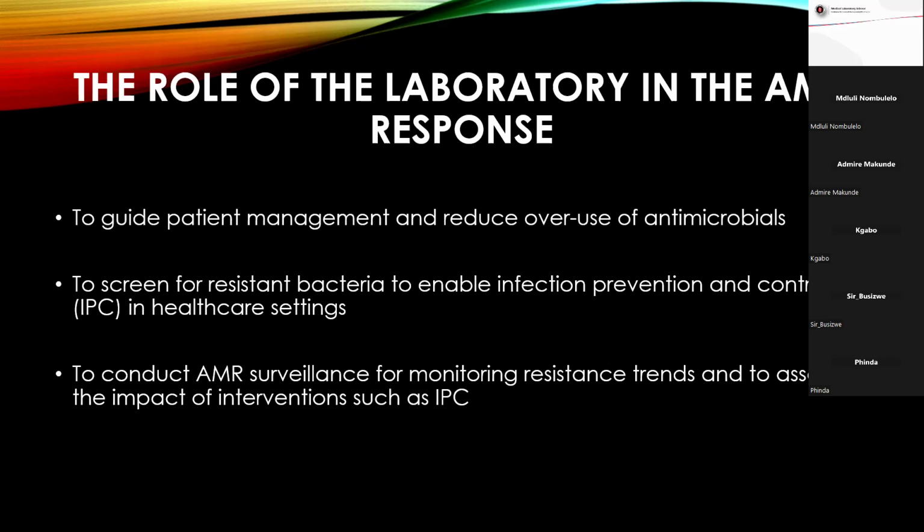And now and then the laboratory is supposed to test environmental swabs for the hospital, so that the hospital can improve its cleaning methods. You mustn't find certain organisms within the hospital environment. So the lab plays a role in infection prevention so that control measures can be put in place within the hospital. Also, the laboratory provides AMR surveillance for monitoring resistance trends.